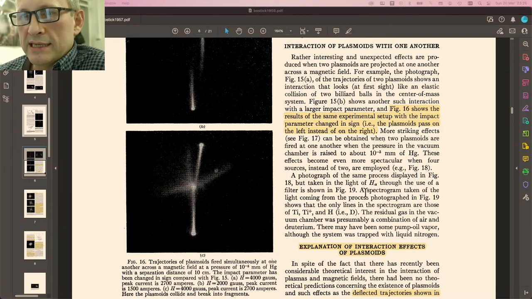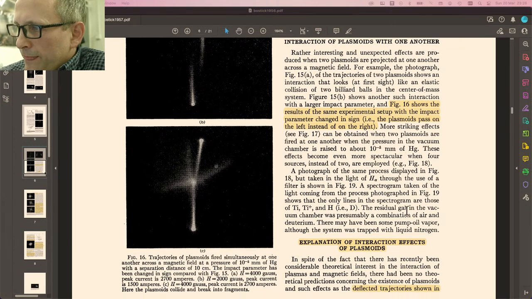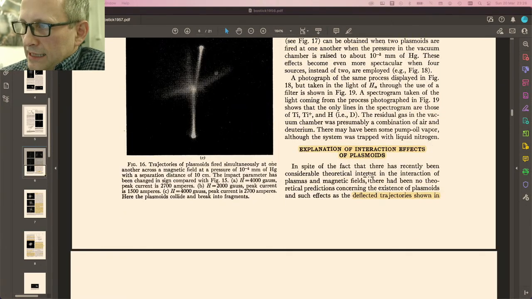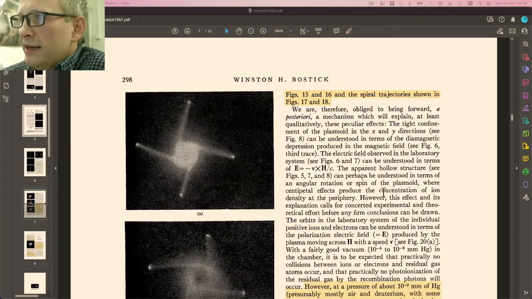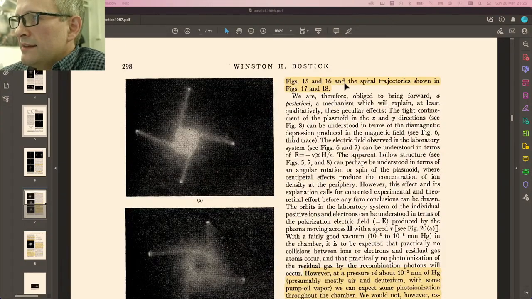Okay, so this is the, I think it's this part. Yes. This is very, very interesting, this next part. Explanation of the interaction effects on plasmoids: the deflecting trajectories shown in figures 15 and 16, and the spiral trajectory shown in figure 17.